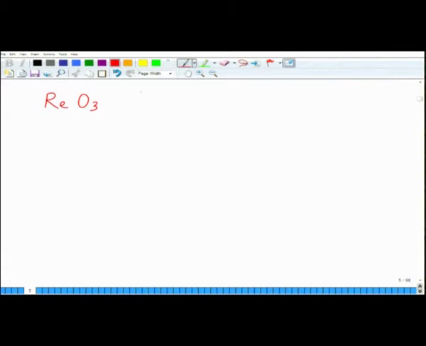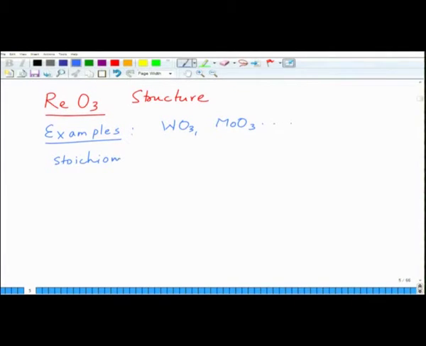Now, next in this series is the ReO3 structure. ReO3 is the parent compound. Other compounds which follow this structure are, for example, oxides such as WO3 and MoO3. In this compound, the stoichiometry, as you can see, is MX3, and basically this structure is like this.